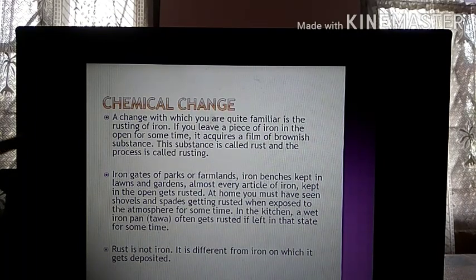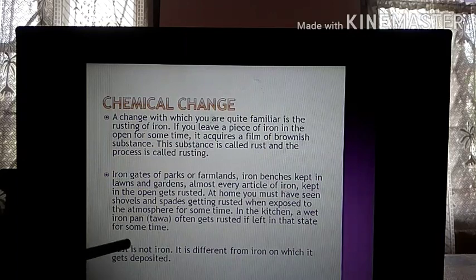In the kitchen, a wet iron tawa often gets rusted if left in that state for some time. Okay, so nowadays you have non-stick tawas at home where you make rotis, isn't it? But those who have iron tawas, if some of you have, you might know that those get rusted very easily. Okay, that is why you should wipe the tawa dry before storing it. Because if you don't wipe it dry, what happens is, the tawa is there, water is there and it comes in contact with air. So air and water both will react and rust is formed.